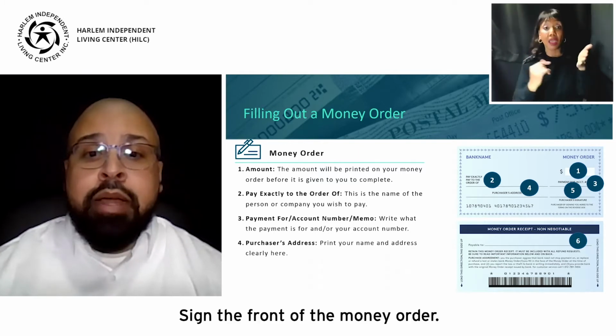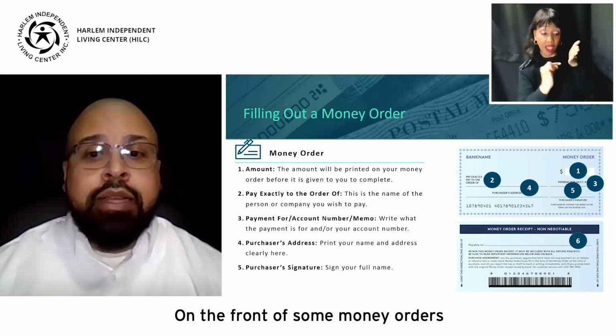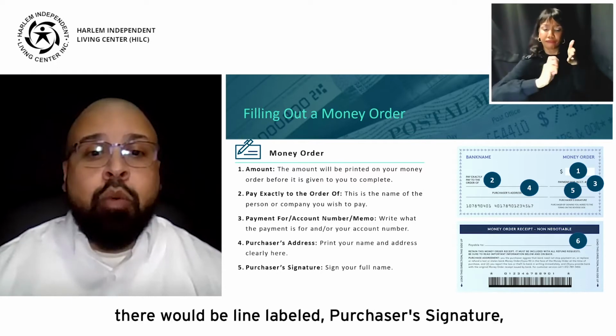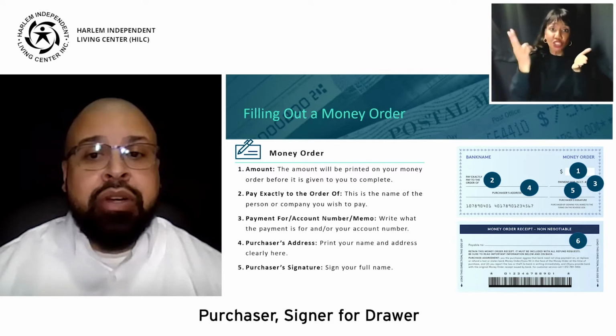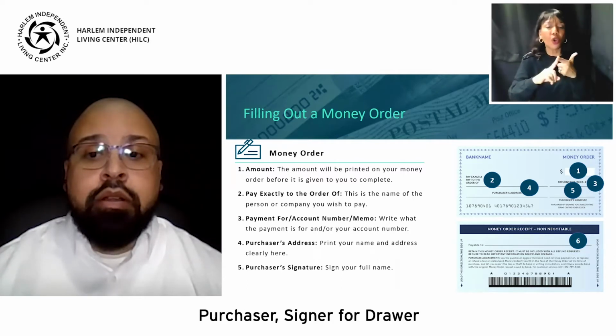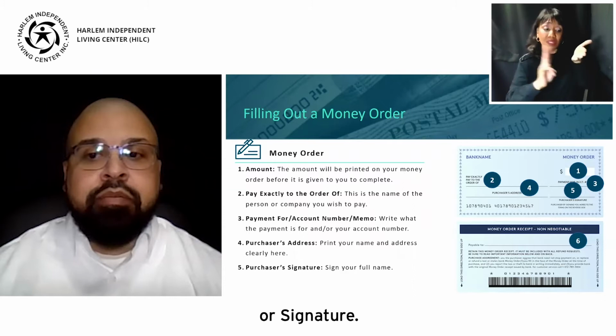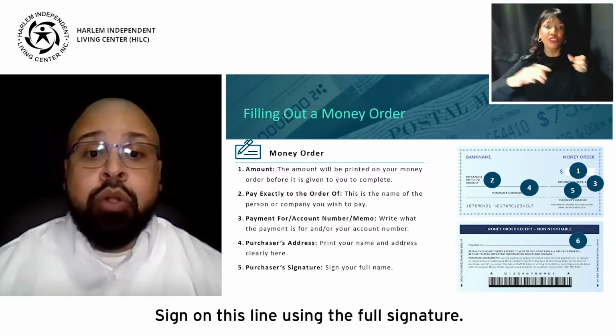Sign the front of the money order. On the front of some money orders, there will be a line labeled Purchaser's Signature, Purchaser, Sign for Drawer, or Signature. Sign on this line using the full signature.